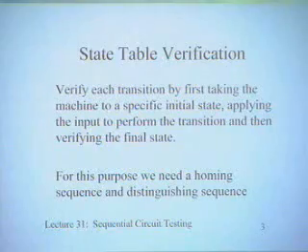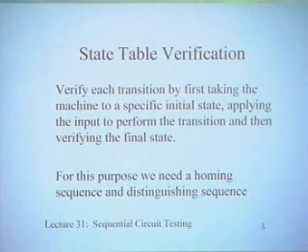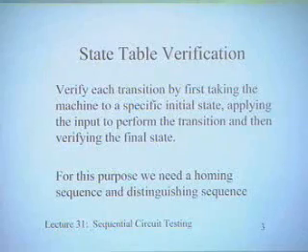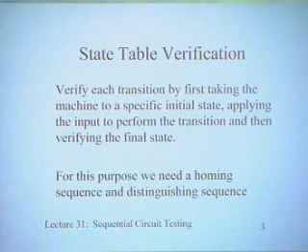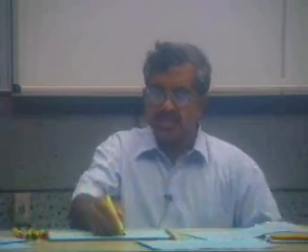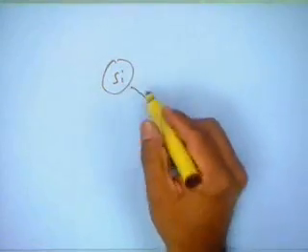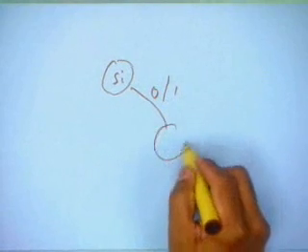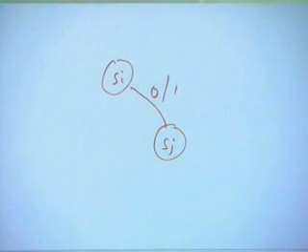Let us look at what is the problem in state table verification. Primarily what we are interested in is, we want to verify each transition. How do I verify a transition of the state machine? I have to first take the machine to a specific initial state, apply the input to perform the transition, and then verify the final state. So if you have a state machine which is, let us say, in state Si, and you apply some input 0, it gives an output of 1 and goes to Sj.